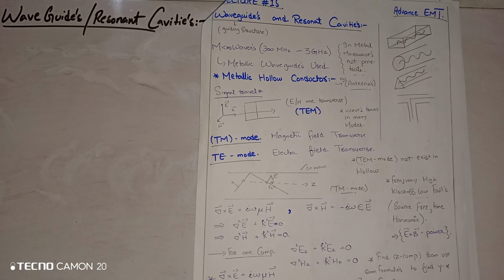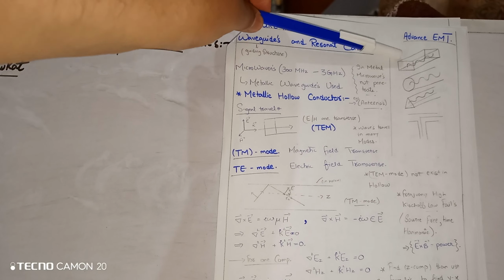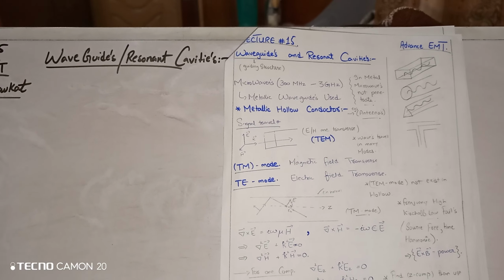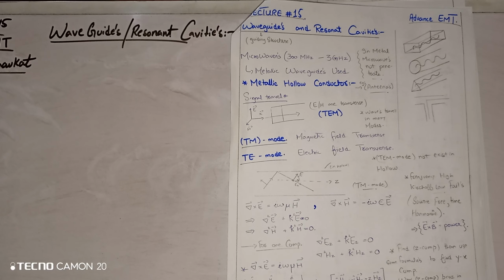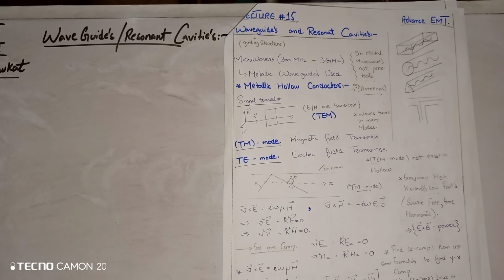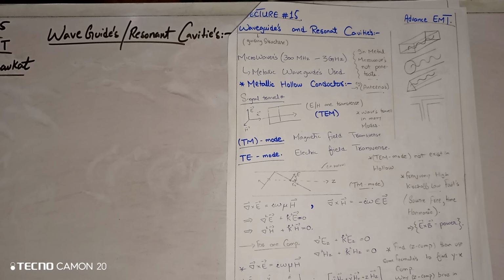Now what is a metallic hollow cylinder? You can see a metallic hollow cylinder here. It is hollow inside, there is nothing inside, only the field wave has to travel. So how do signals travel? Signals can travel in three modes.